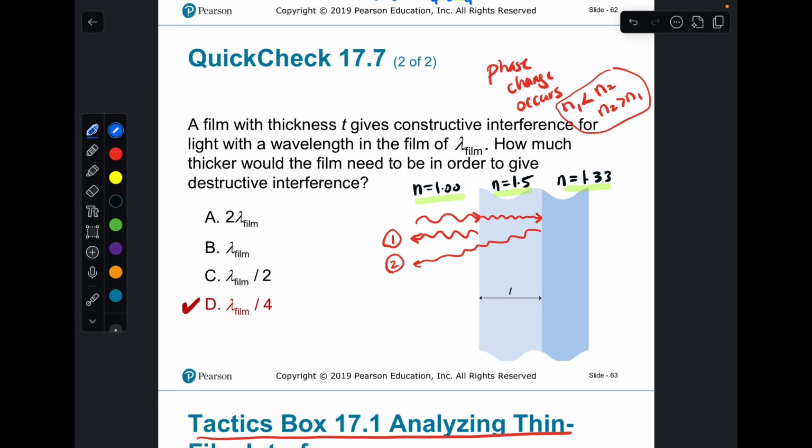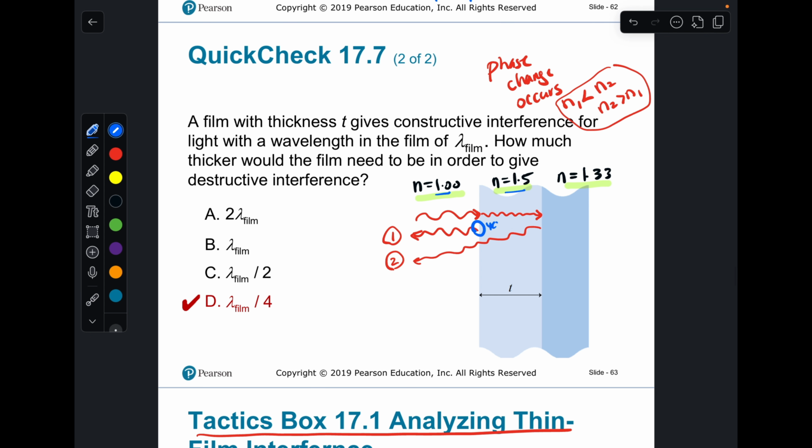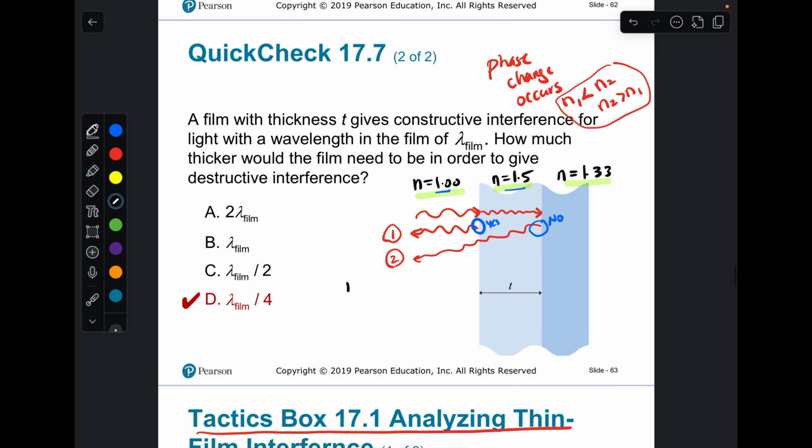So I'll use blue. So we go from 1 to 1.5. We do have a phase shift here, so I'll mark that in blue. Yes, phase shift. Here, we're going from 1.5 to 1.33. No, we do not have a phase shift. And therefore, for 1 phase shift, our constructive and destructive interference conditions change.